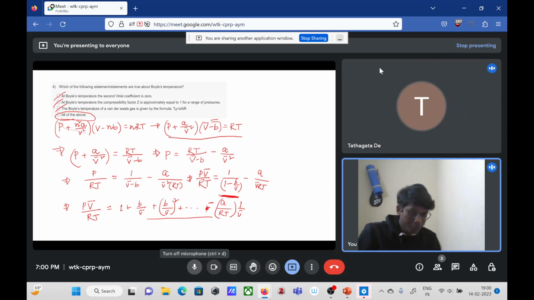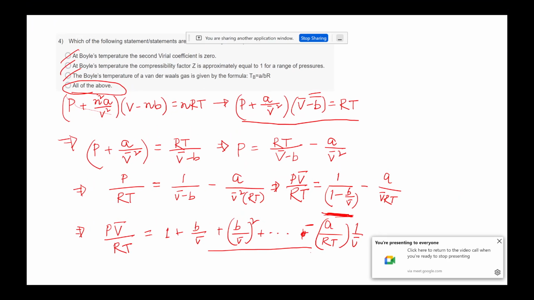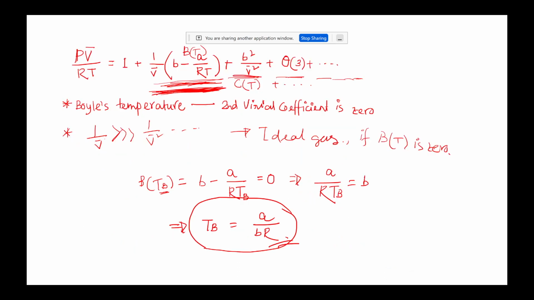That is the thing. Can I dig deeper into those things? I'm going to give one more perspective. These terms, B(T), C(T), and all those terms, they actually talk about a good thing. Let's say this is a small molecule. B(T) talks about the pair interactions. Means in a volume V, B(T) says interactions between pairs of molecules.